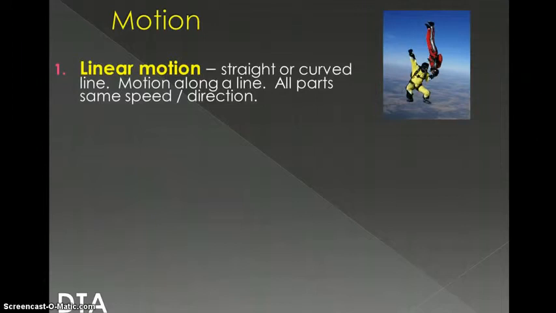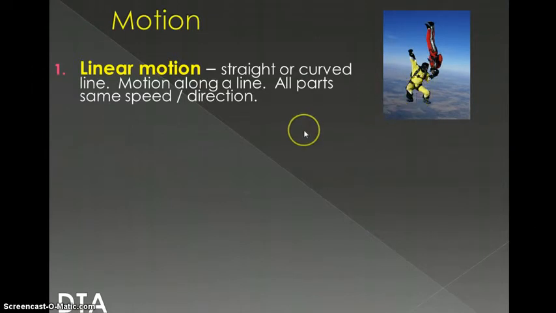The first type of motion that we talk about when we're applying biomechanics is this concept of linear motion. As it says there, it's a straight or curved line. So it's the motion along that particular line, but the key principle is that all parts move at the same speed and direction. If you look at the example there, all of that person's body is moving straight down because they're skydiving. Same as that person there, it's the entire body that is moving in that particular line.